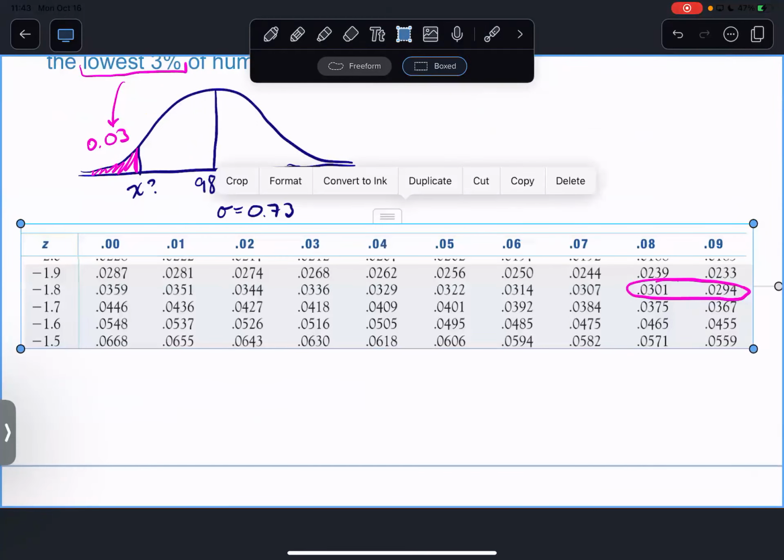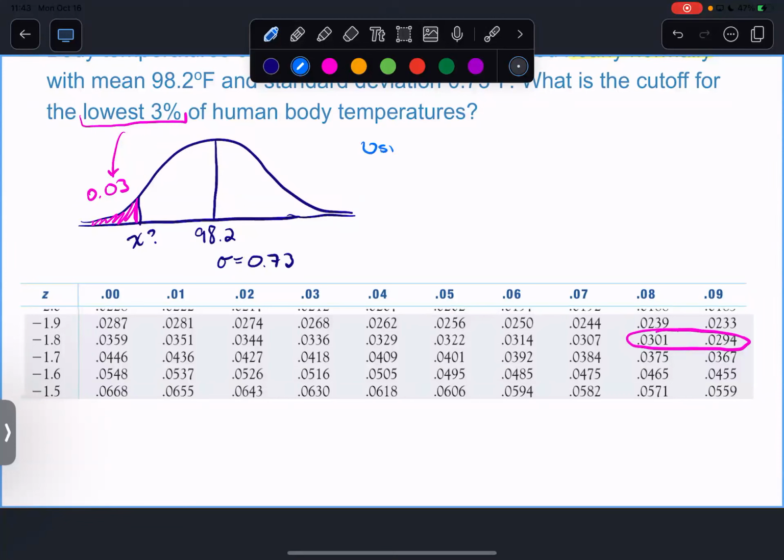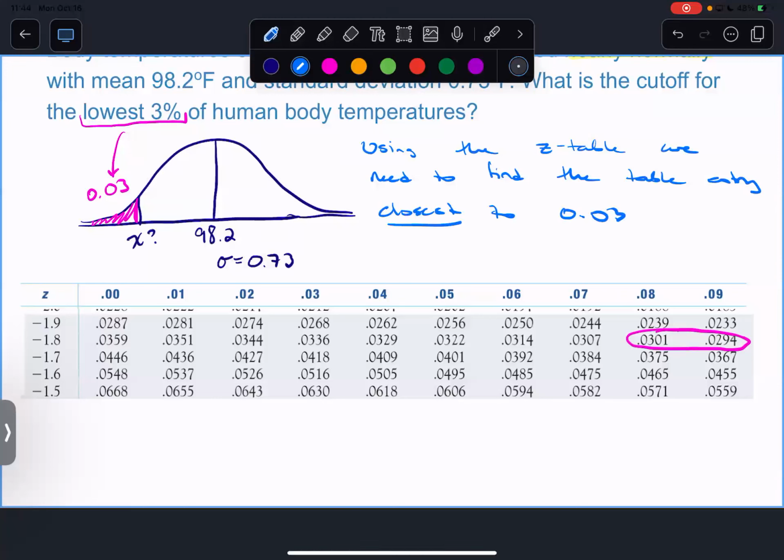I usually just write this out, but this is just to talk you through it. So using the Z table, we need to find the table entry closest to 0.03. That's rarely going to be available exactly, but we need to find the one that's closest. And so somewhere in here, between 0.031 and 0.0294, I'm going to choose 0.031.